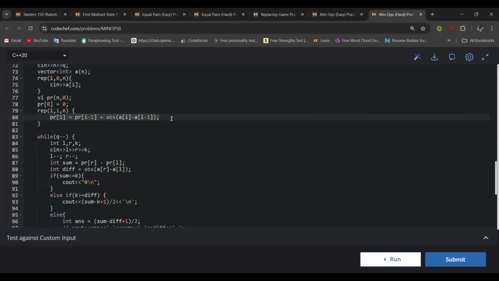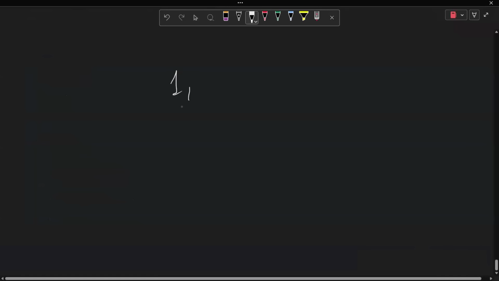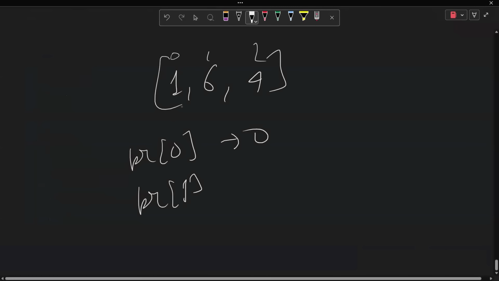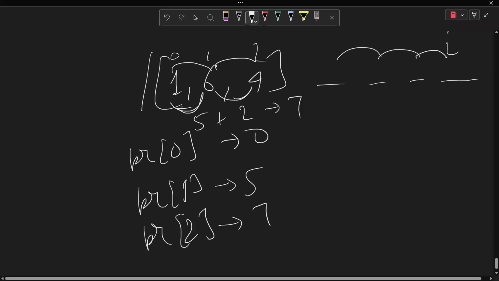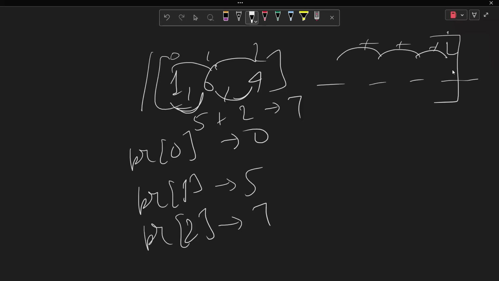So for example, if my array is 1, 6, 4, so indices 0, 1, 2, my PR of 0 would be 0 only. PR of 1 would be this difference, which is 5. And my PR of 2 would be 5 plus this difference 2, which is 7. It would store 7. So likewise, in PR of 2, I'm storing this difference plus this difference. If I had more elements, in PR of I, I'm storing the sum of all these differences. Okay. I hope you got it now.